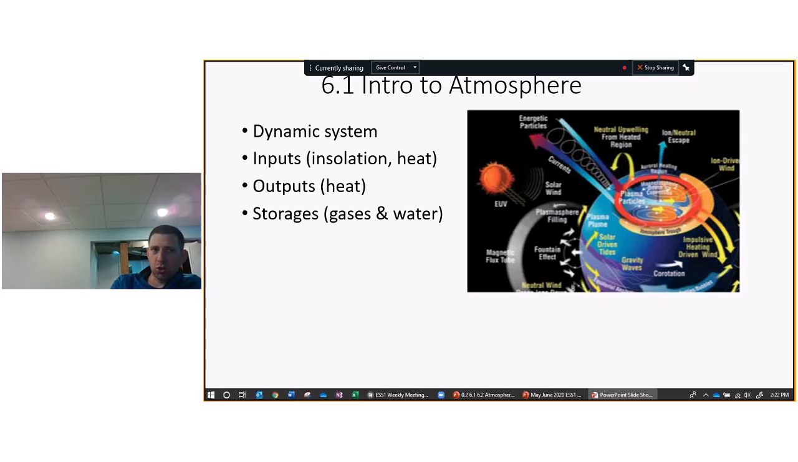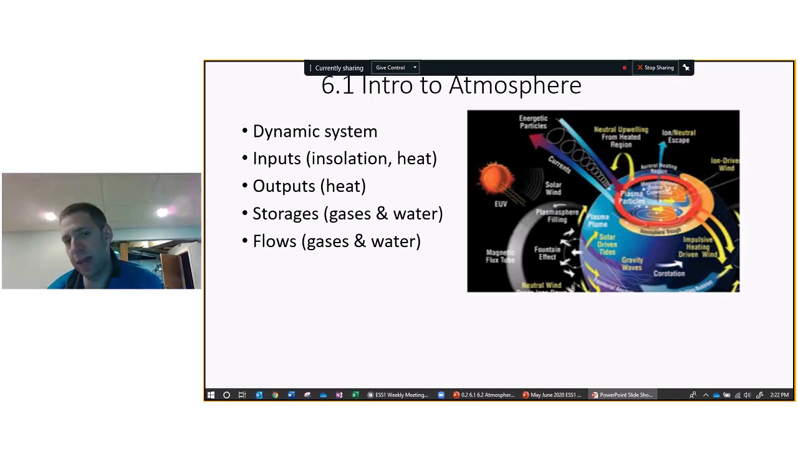The storages of the atmosphere are gases and water. They also flow. A great example would be to think about the ocean. The ocean is not part of the atmosphere. The ocean is filled with water and gas, yet that water evaporates. Those gases, like carbon dioxide, go from the atmosphere into the ocean and then from the ocean back into the atmosphere. And so those would be flows in and out of the atmosphere.